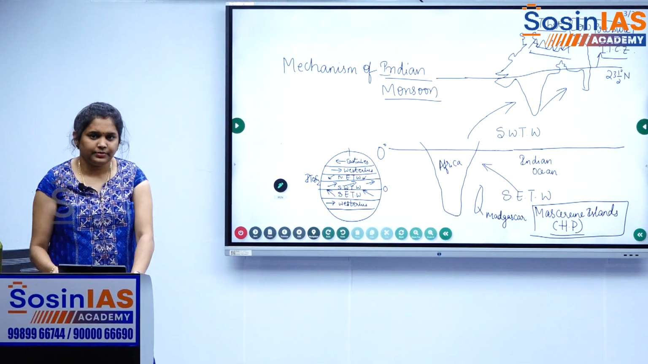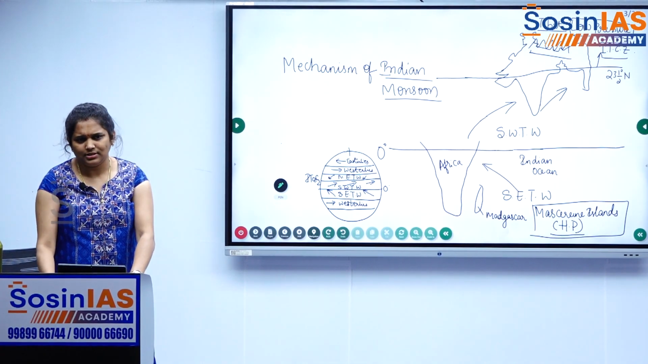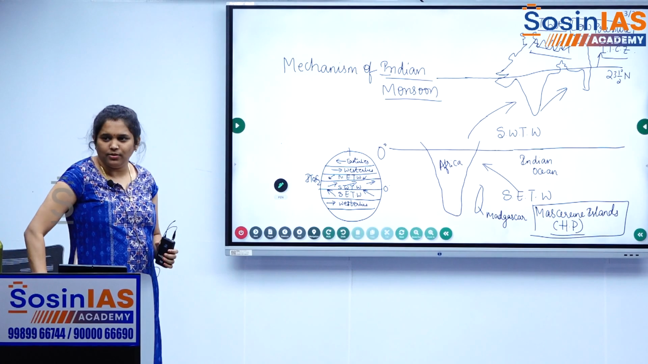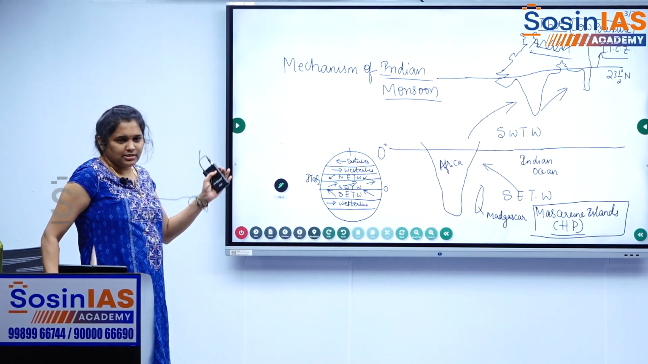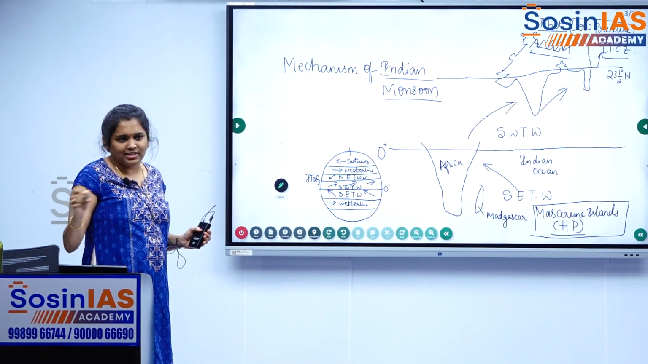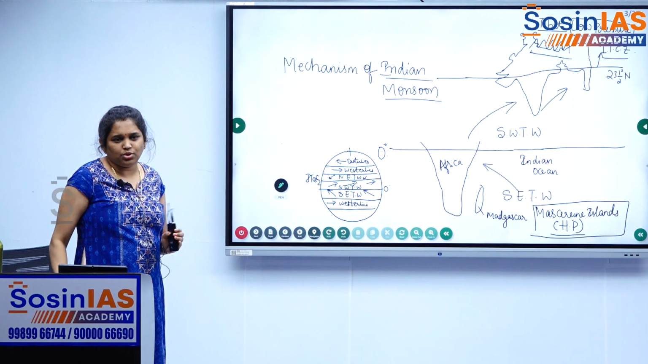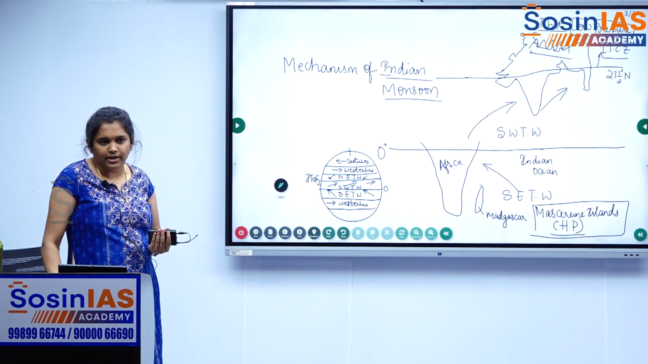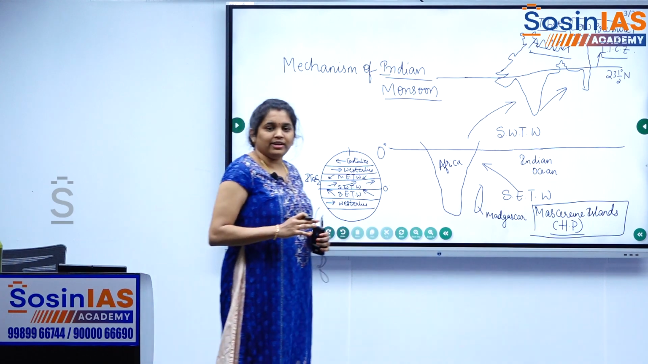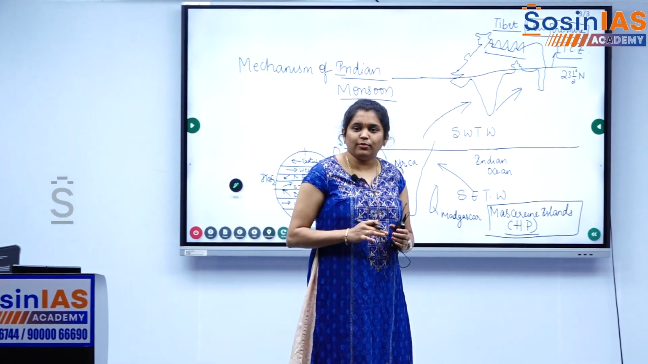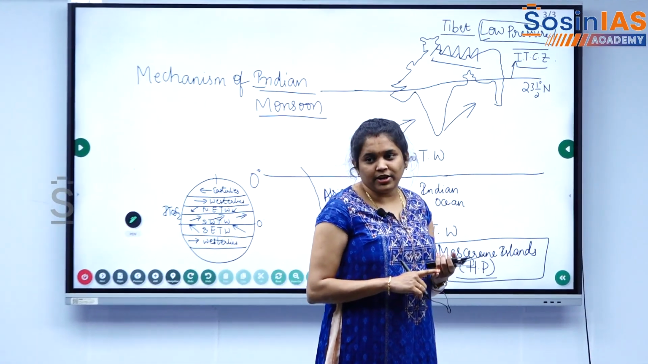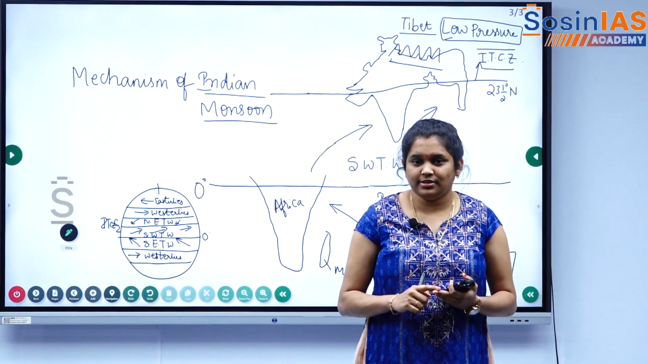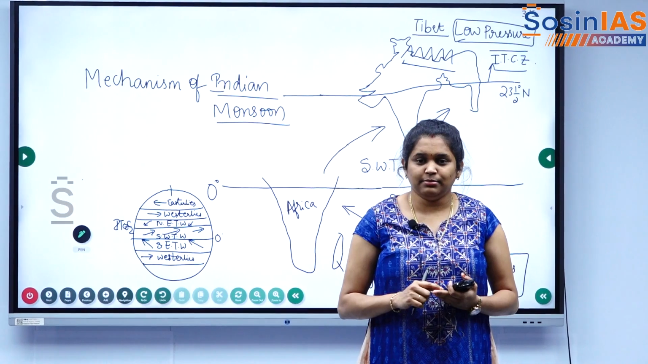Please draw the diagram. You can just draw the southern part of India, the Mascarene Islands, and write India over there. You need to just show the shift from southeast to southwest. Please quickly. So what are the four factors we have seen responsible for Indian monsoon? Tibetan low pressure, Mascarene high pressure, and jet streams, two types of jet streams.